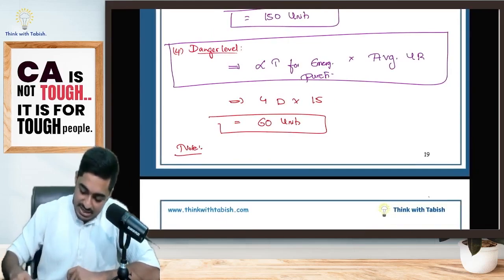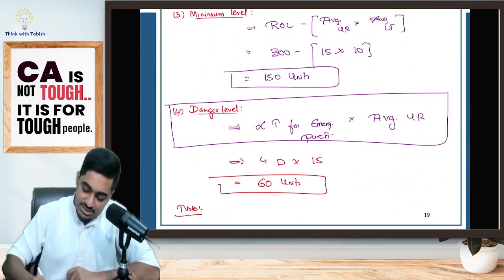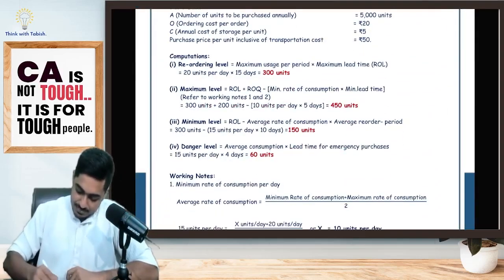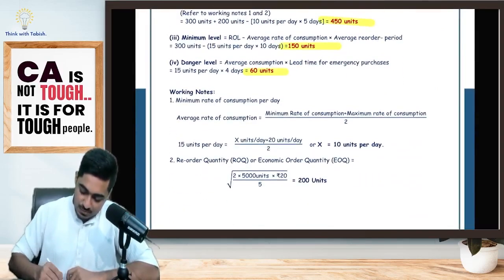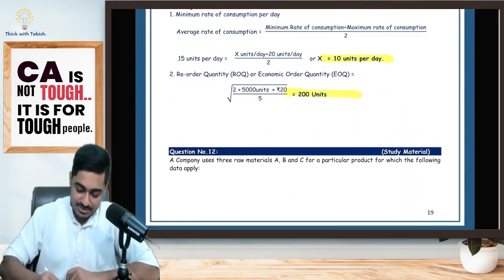Let me just check the answer once with ICAI. Yes, it is 300, 450, 150, 60. 300, 450, 150 and 60. Working notes, they've calculated minimum, then the reorder quantity. Is this clear, everyone?